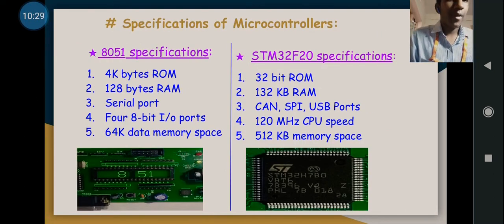The next is specification of microcontrollers. In this, we are going to see the difference between two technological eras. The 8051 microcontroller was of the late 90s and early 2000s, whereas STM32F20 is one of the latest microcontrollers in the technological field. If you can see, 8051 had 4K bytes ROM, whereas STM has 32-bit ROM. 8051 has 128 bytes RAM, whereas STM has kilobits RAM.